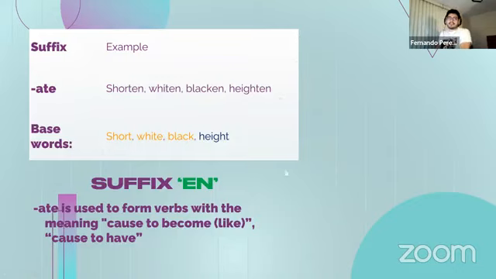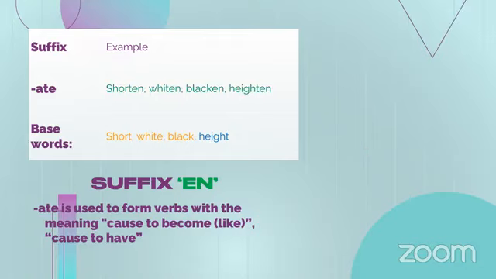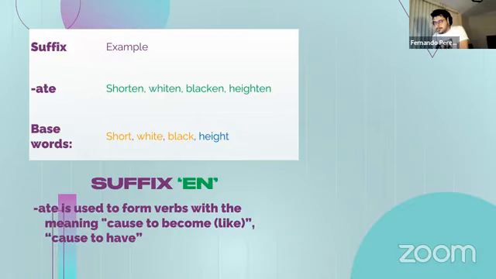The next suffix is -en. And this is a very interesting one because the suffix -en is used to form verbs with the meaning "cause to become," similar to the previous one. If you cause to become short, you shorten. Do you understand what is shorten? Could you explain? Try to figure it out. Cause to become short.